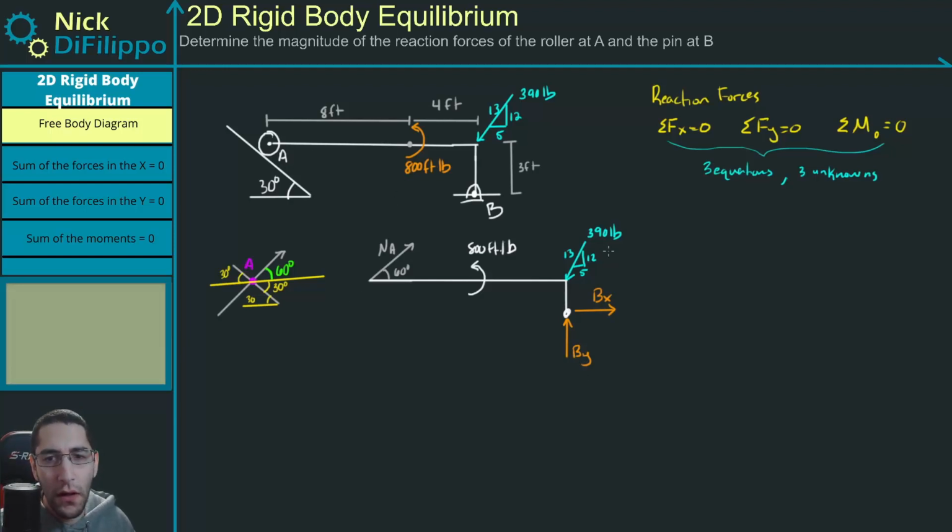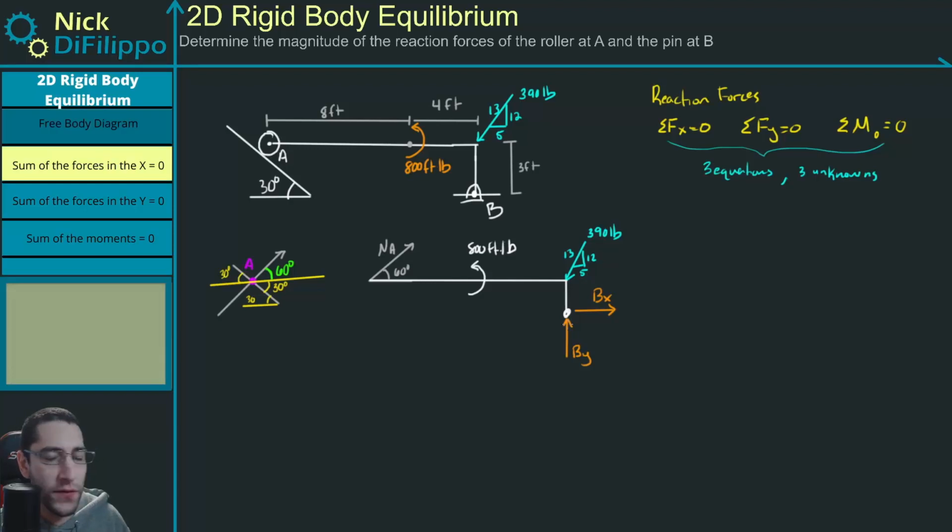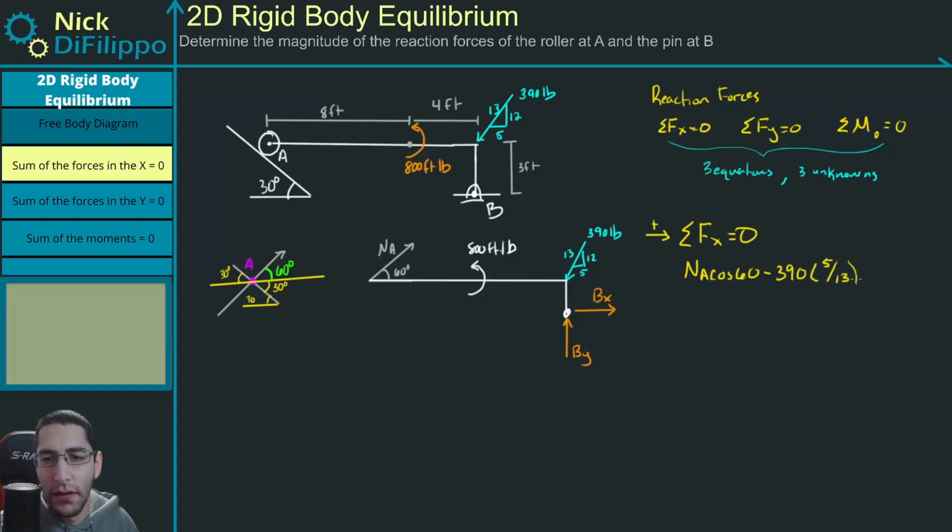Now, these are all of the forces I have. So the next thing I want to do is sum my forces in the x direction, and this is going to be equal to 0. I'm going to say anything to the right is going to be positive. So here I'm going to have NA times the cosine of 60. This is a moment, so it's not a force, and we ignore that. And we have this, so we have a minus 390 times 5 over 13. And then we have this Bx, so plus Bx is equal to 0. That's the equation I have for the sum of the forces in the x.